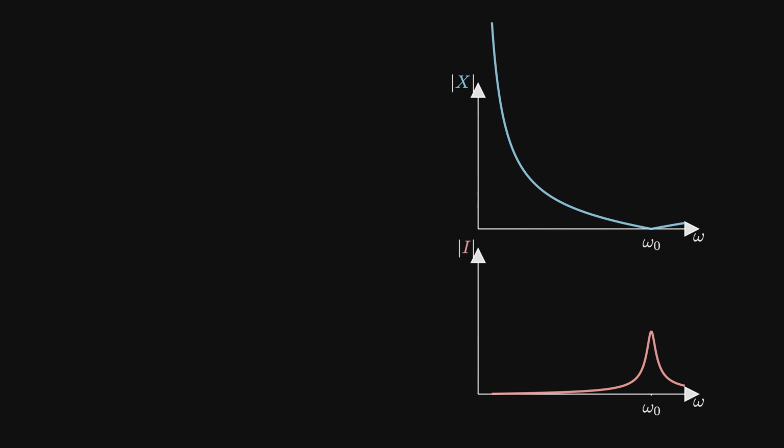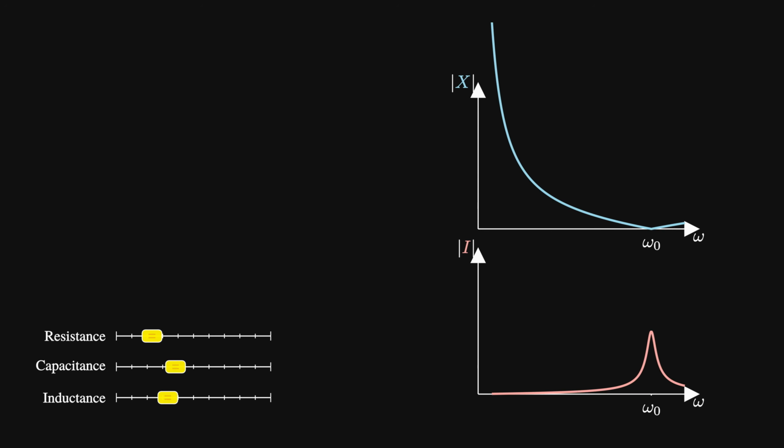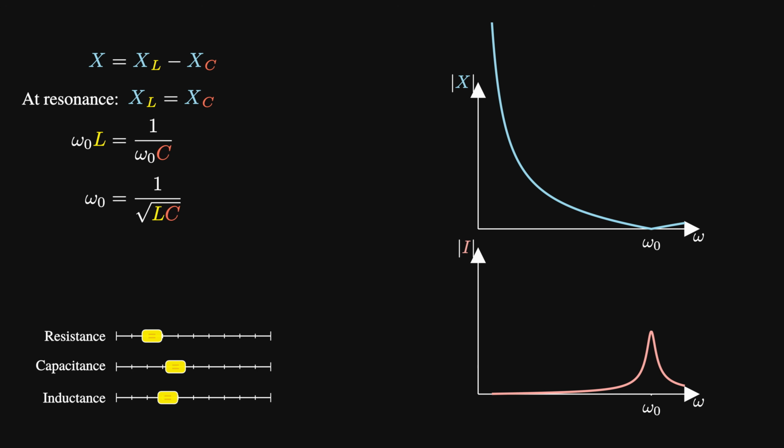Looking first at the reactance of the system, the total reactance is the difference between the inductive and capacitive reactances, i.e. XL minus XC. Resonance occurs when these two quantities cancel each other. Substituting in the expressions for each, and setting omega to omega naught, we get omega naught L equals 1 over omega naught C. And we can rearrange this for the resonant frequency to obtain omega naught equals 1 over square root of L times C.